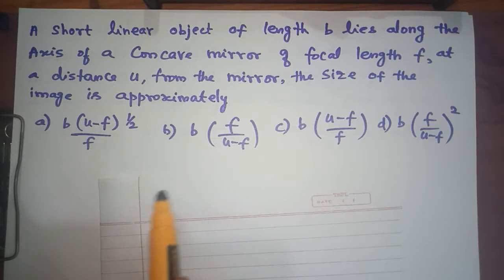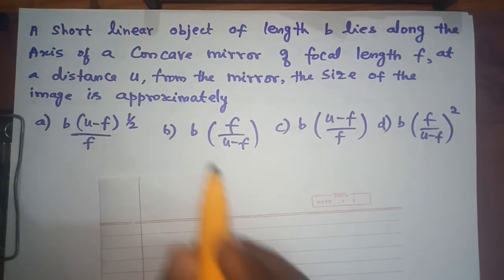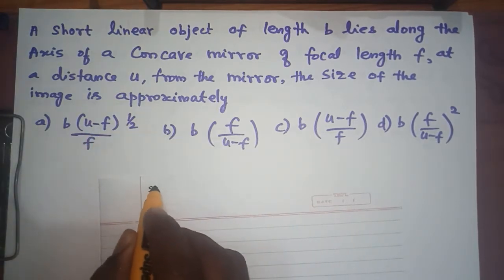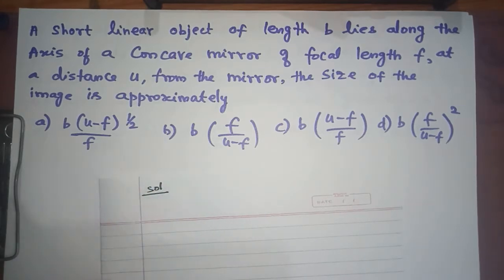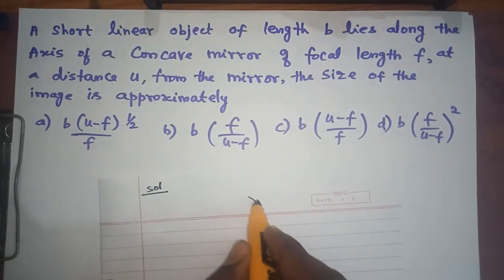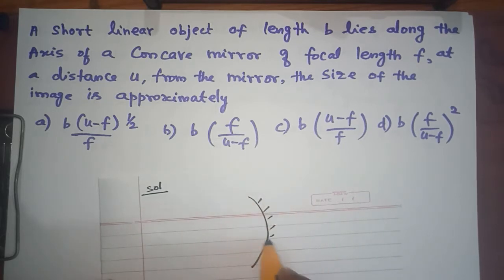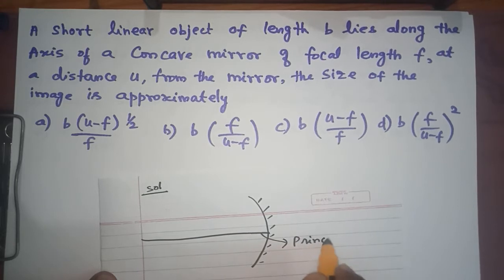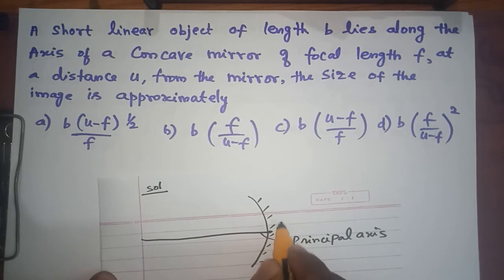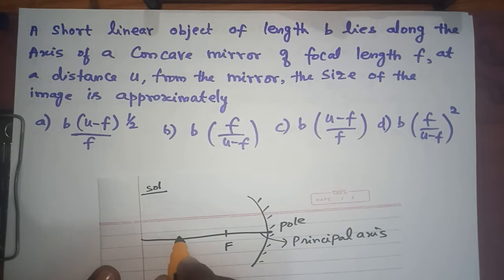A short linear object of length b lies along the axis of a concave mirror. To start with the solution, I should know the terms and conditions for a concave mirror. So I consider a concave mirror, which is bulging on the outside and silver polished. This is my principal axis. This is the pole P, this is the focus F, and this is the center of curvature C.